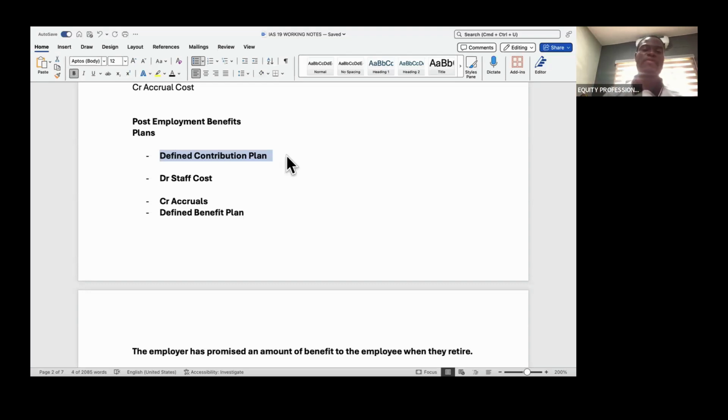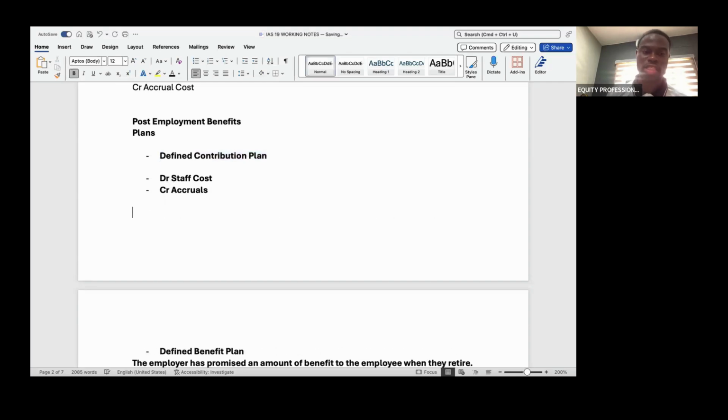So in accounting for a defined contribution plan, the major thing there, at the end of every month, you debit staff costs, you credit accruals. It could be pension expense, pension costs every month. When they pay, you debit the accruals, you credit bank.